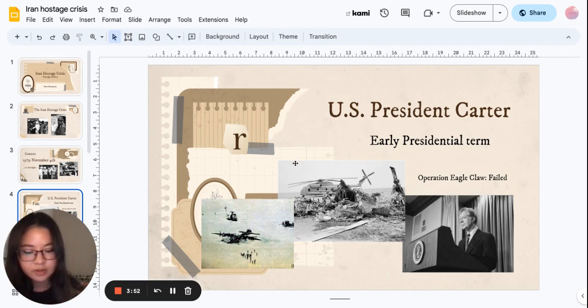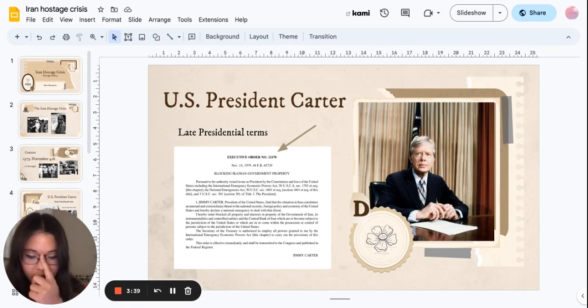He put his efforts into rescuing the hostages, for example, by improving Operation Eagle Claw, which failed, and a lot of Americans lost faith in their leader.